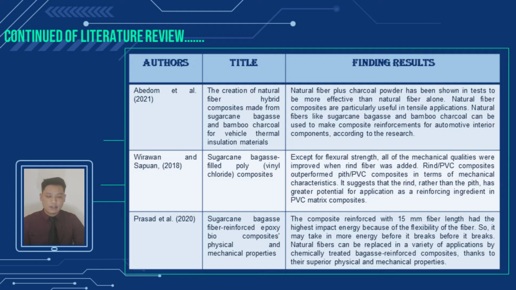Natural fiber like sugarcane bagasse and bamboo charcoal can be used to make composite reinforcement for automotive interior component according to the research. Last one is from Prasad et al. 2020. The title is Sugarcane Bagasse Fiber Reinforced Epoxy Biocomposite Physical and Mechanical Properties. From the finding result, the composite reinforced with 15 mm fiber length had the highest impact energy because of the flexibility of the fiber, so it may take in more energy before it breaks.